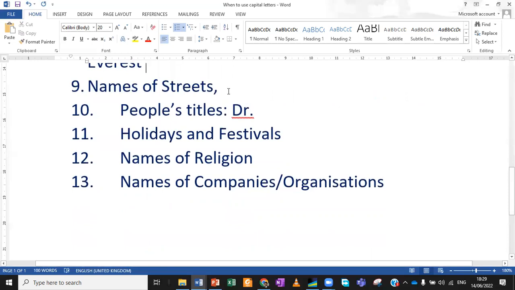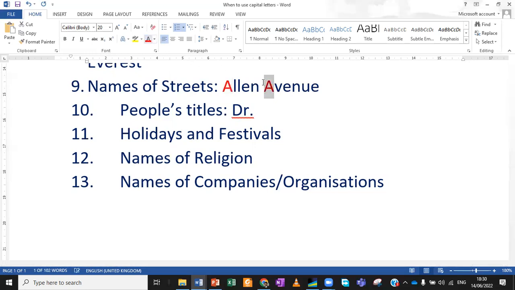Then another one, names of streets. Let's say you've been to Lagos before. Let's say Lekki Phase 1. Lekki is not an English word. Let's look for Allen Avenue. Now watch this. It changes to Allen Avenue, it's supposed to be capital A, capital A.